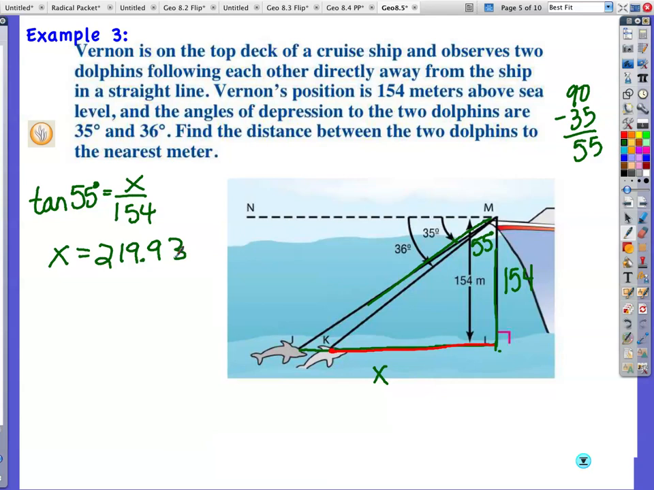All right, now I'm going to work in red. I'm going to find this distance, which is y. This is still 154. I'm still going to be using tangent, except now this is going to be 54 degrees. 54 and 36 is 90 degrees. So I will use tangent of 54 degrees is equal to opposite over adjacent. Type it into my calculator. And I'm getting 211.96.